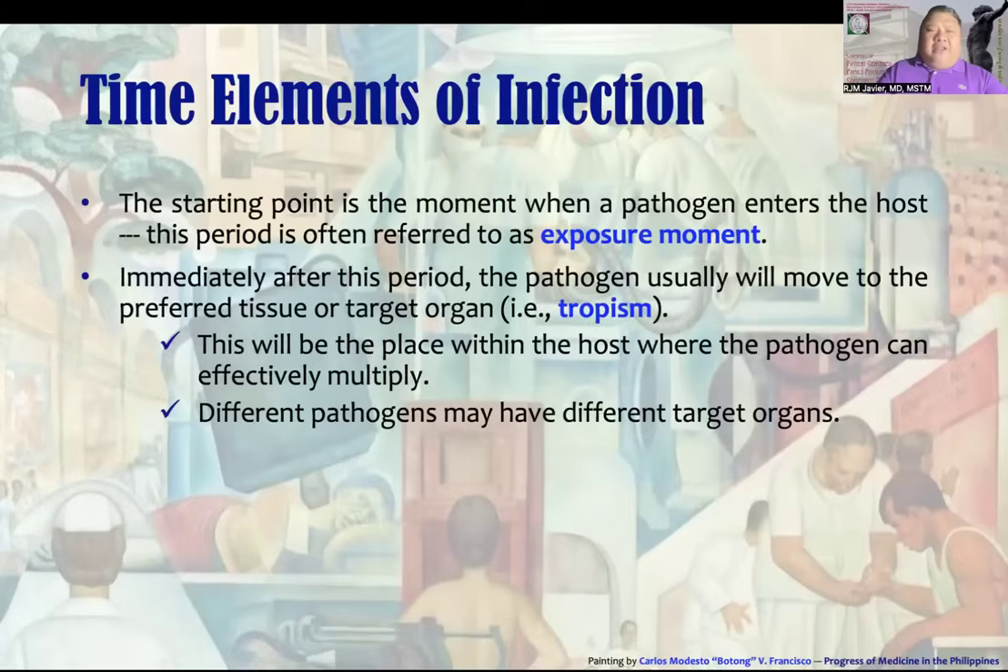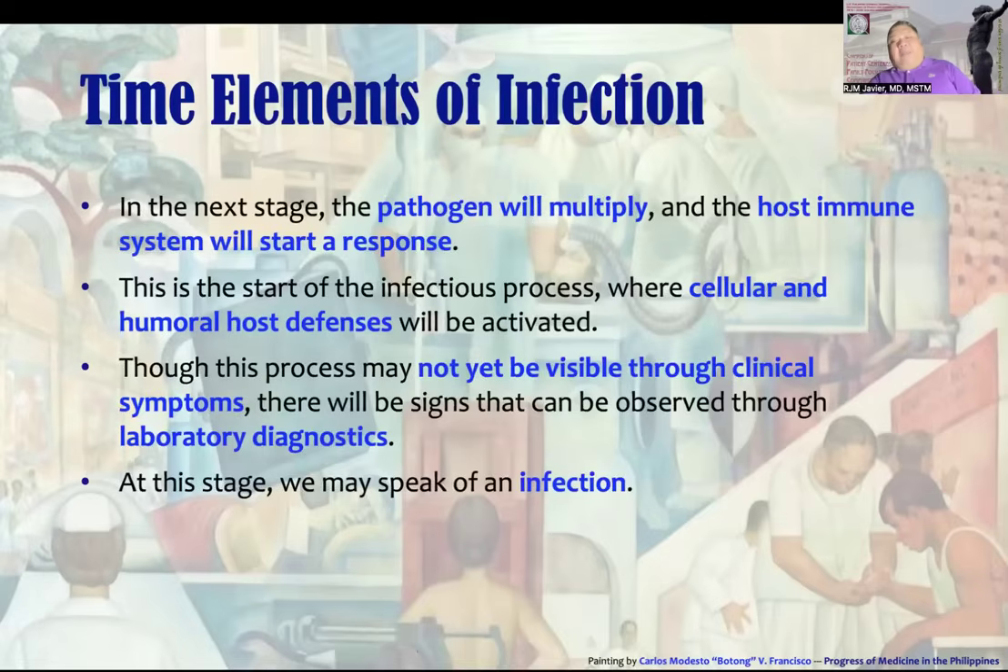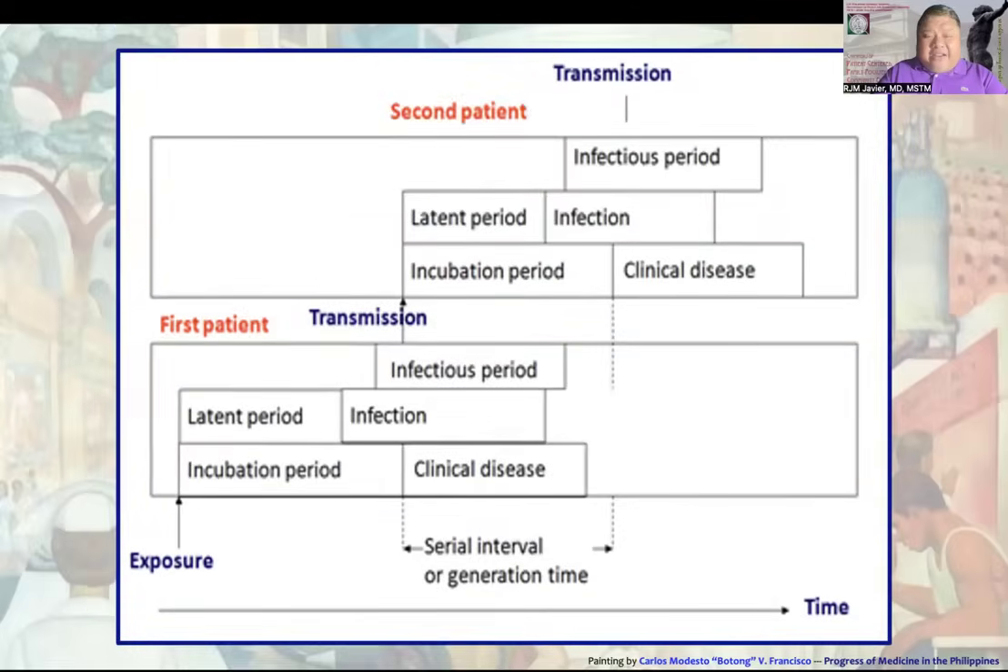We also go briefly into the time elements of infection. The starting point is the moment when the pathogen enters the host. This period is often referred to as the exposure moment. Immediately after this, the pathogen usually will move to the preferred tissue or target organ, producing the symptoms that are pathognomonic of the infection. Then the pathogen will multiply, the host system will precipitate an immune response. There will be cellular humoral host defenses that will be activated, and that's the time we develop clinical symptoms, and that's the time we do the diagnostic workup until we are able to diagnose the infection.